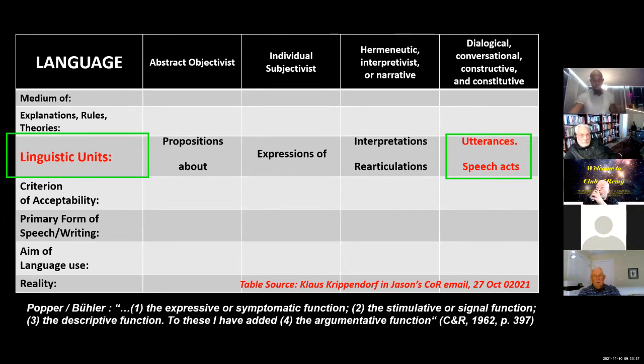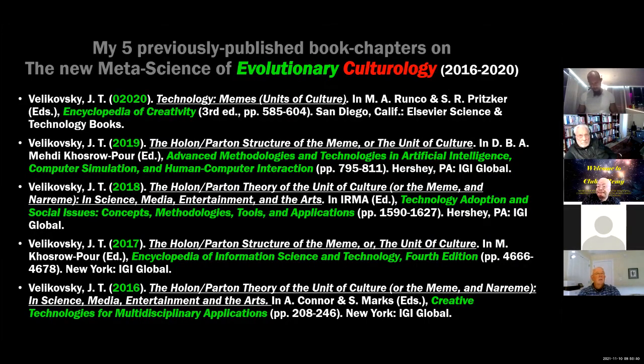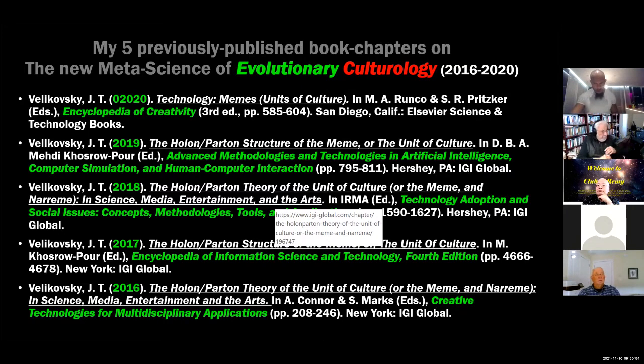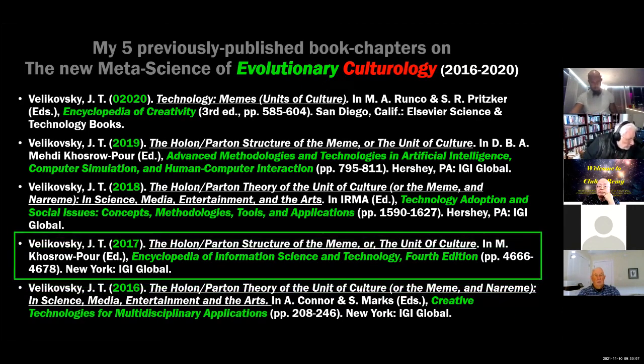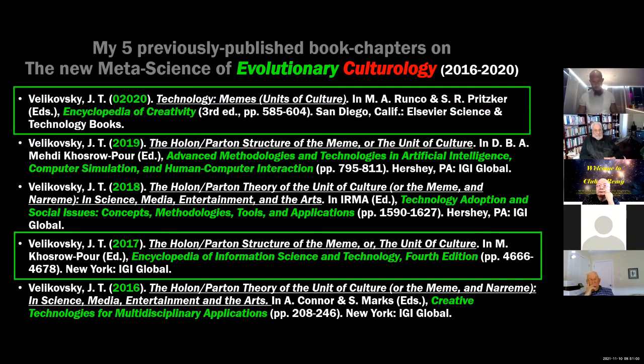These are 5 previously published book chapters on this science of evolutionary culturology. The first one down the bottom in 2016 was an appendix to my PhD, and then it was reprinted in an encyclopedia of information science and technology, more recently in the Encyclopedia of Creativity, but originally it was printed in Creative Technologies for Multidisciplinary Applications, because it does actually apply to all disciplines and domains in culture.